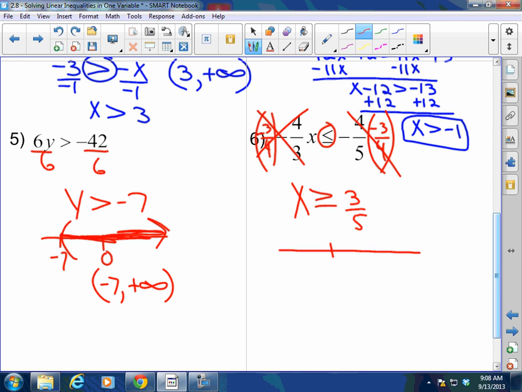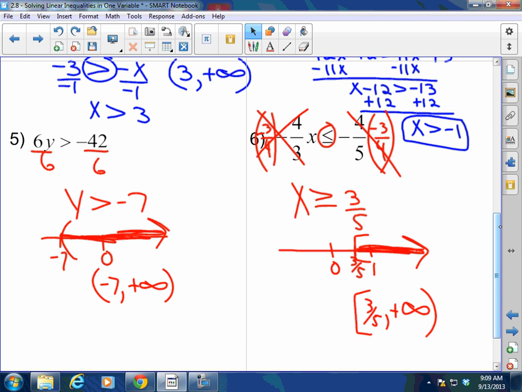Graph, here's my 0. Here's my 1. Here's my 3/5 in here. I've got a bracket. Everything shaded to the right. My interval notation is right there from the graph. You can see it easily. Bracket, 3/5 is my smallest value, comma, positive infinity is my largest value. Does that make sense, boys?